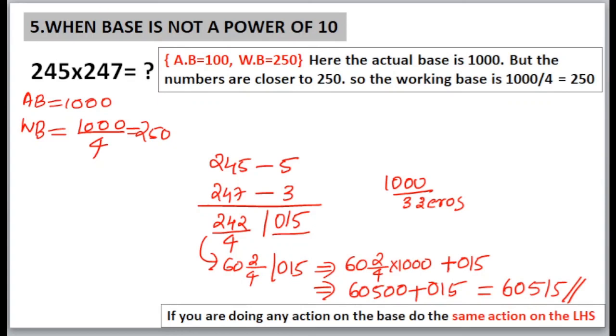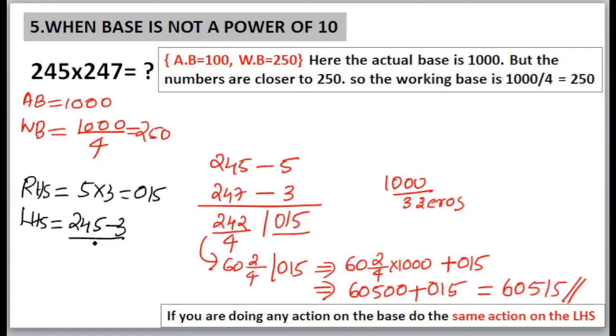Next, RHS is equal to 5 into 3, I will put a 0 behind it. Then LHS is equal to 245 minus 3 divided by 4. So this is your RHS and LHS term.